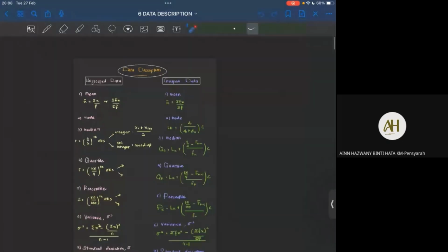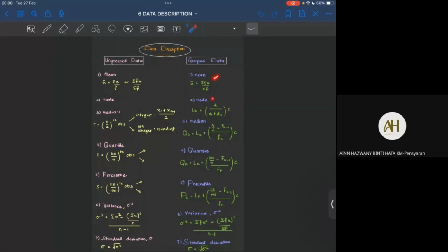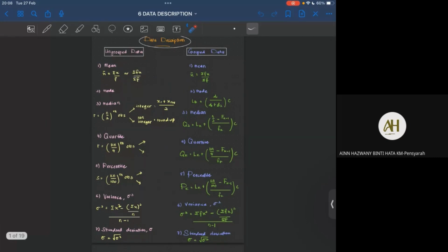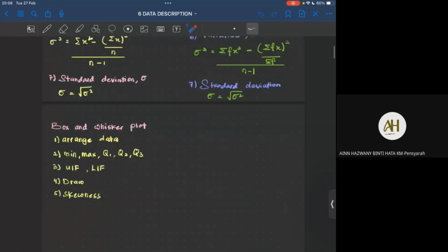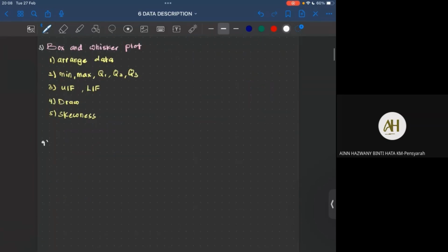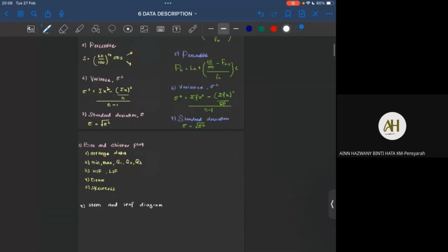Okay, kedua-dua ungroup data dan group data ini benda-benda yang kita akan cari: mean, mode, median, quartile, percentile, variance, standard deviation. Ada 7 benda, 7 formula yang kamu kena ingat untuk buat data description. Okay, untuk ungroup data kita ada extra, kita ada box and whisker plot, and kita ada satu lagi which is ni yang ke-8, and then we have number 9, kita ada stem and leaf diagram. Okay, this is mostly apa yang kita akan belajar lah.